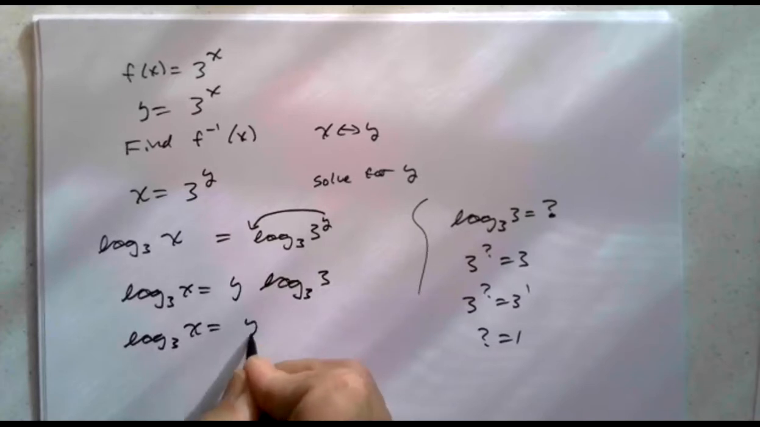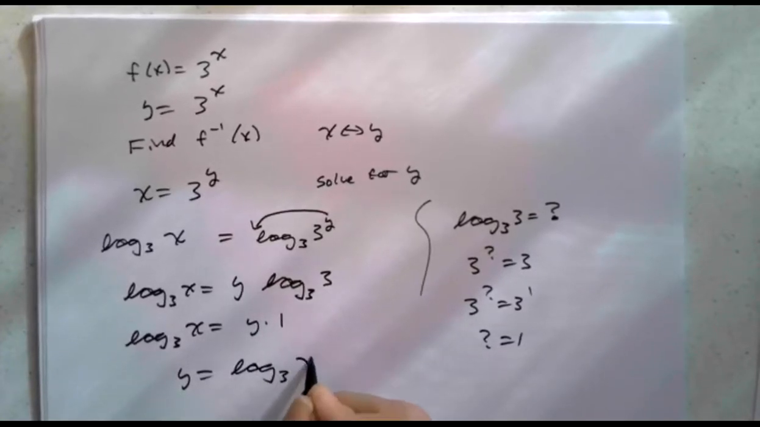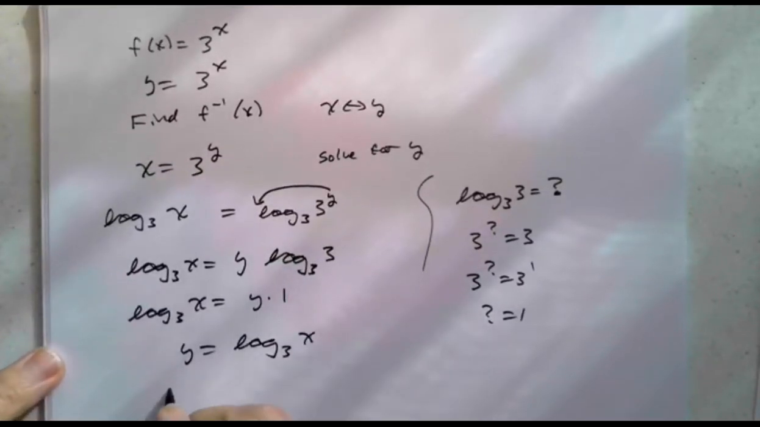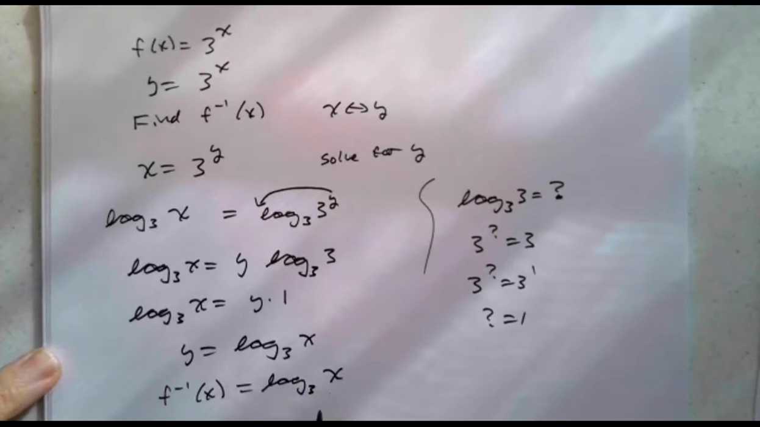So I get log base 3 of x is y times 1. So y equals log base 3 of x. y is, of course, f inverse of x. So we've determined what f inverse of x is. The inverse of 3 to the x is log base 3 of x. That, in essence, is our definition of the logarithmic function.